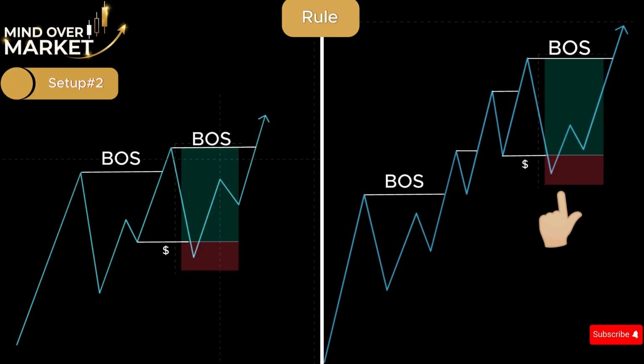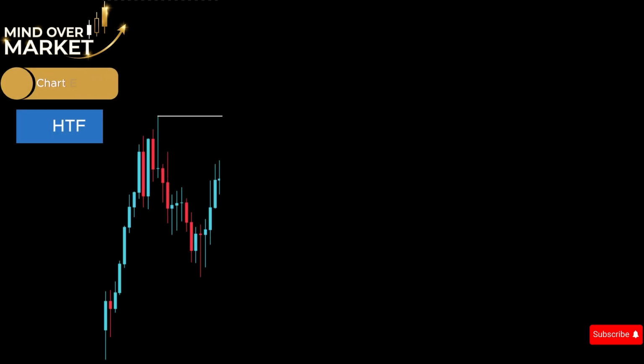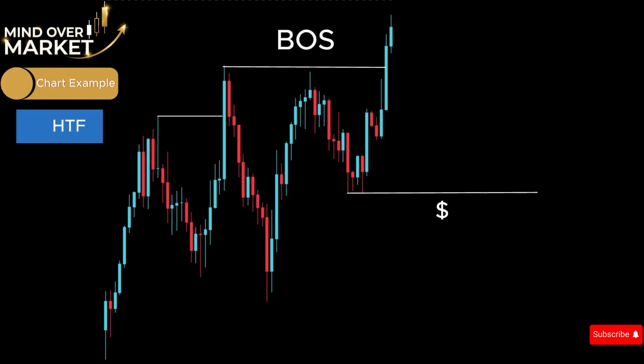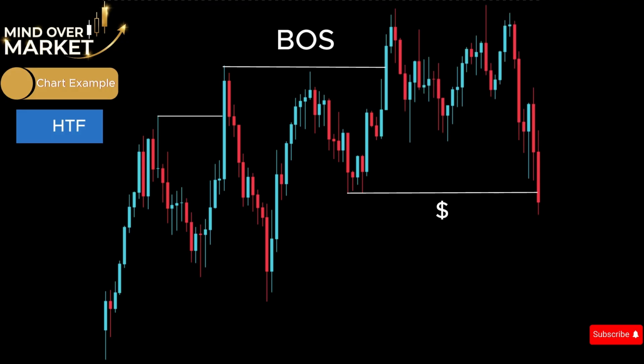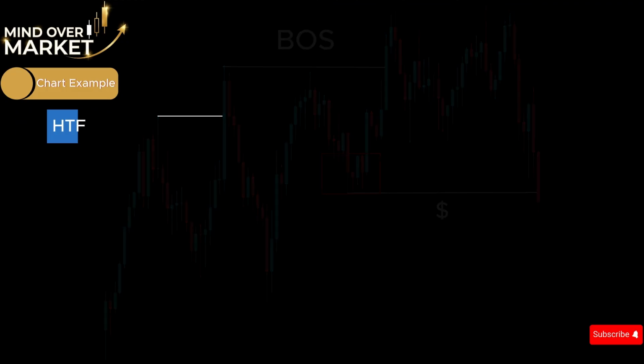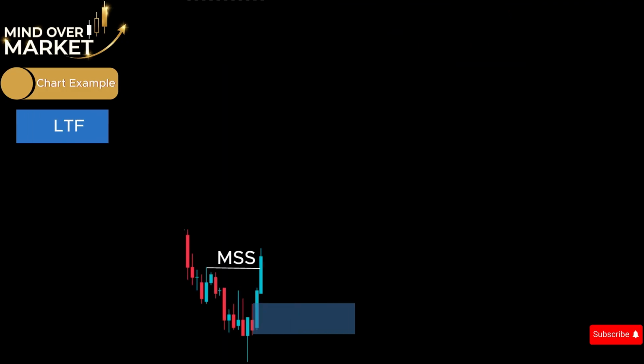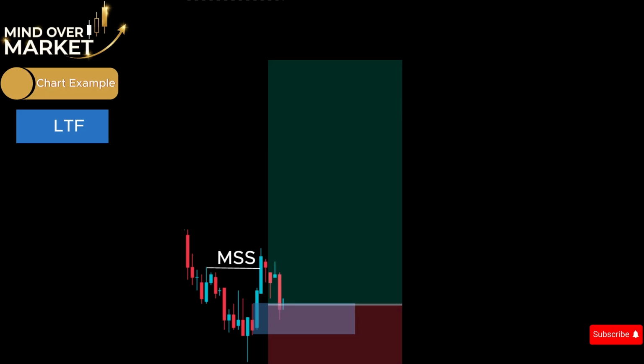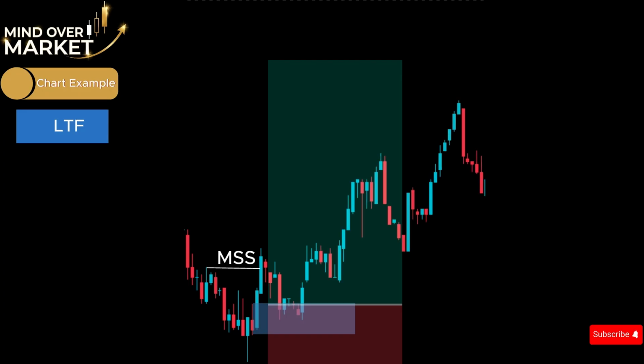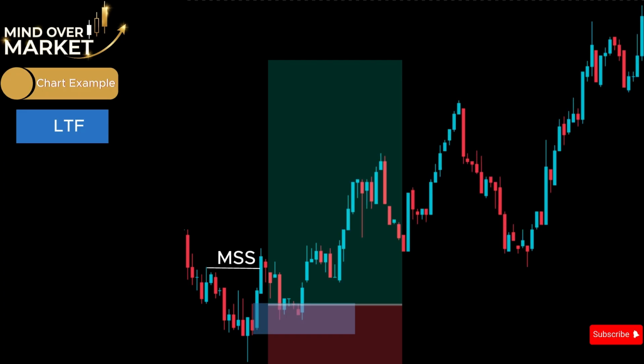Now, let us look at a real chart example. Notice how the market created this specific pullback before the break of structure. Price aggressively dives down to hunt the liquidity resting below this demand zone. Instead of blindly entering, we wait for our lower time frame market structure shift, confirm institutional alignment, and execute our buy order. And as you can see, the expansion that followed was absolutely flawless.